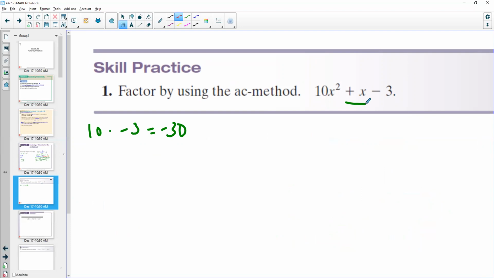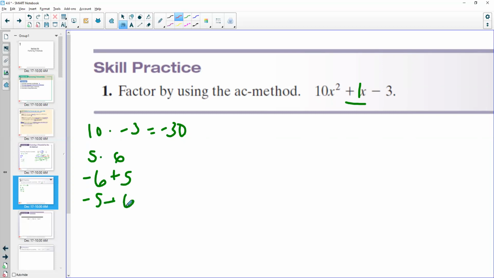Well, let's see. 10 times 3 doesn't work. 15 times 2 doesn't work. 3 times 10, nope, 5 times 6 would though. Let's see, 5 times 6 is 30. But I need to get a positive 1 there. So -5, -6 plus 5 doesn't work, but -5 plus 6 would, because that would be a 1.